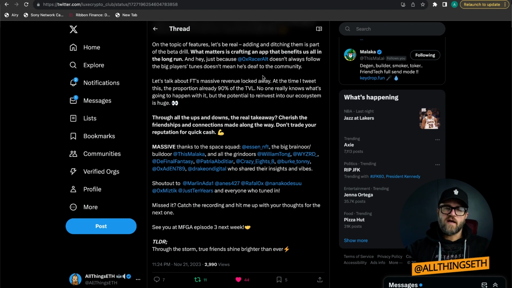There's been a lot of speculation that Racer's just taking home all his FT winnings. They're just taking the millions of dollars in ETH and pocketing it between Paradigm and Racer and all that. And I just don't think that's the case, guys. I do think there's going to be a treasury built on the fees that are collected. I think Racer may even have some of his own fees.